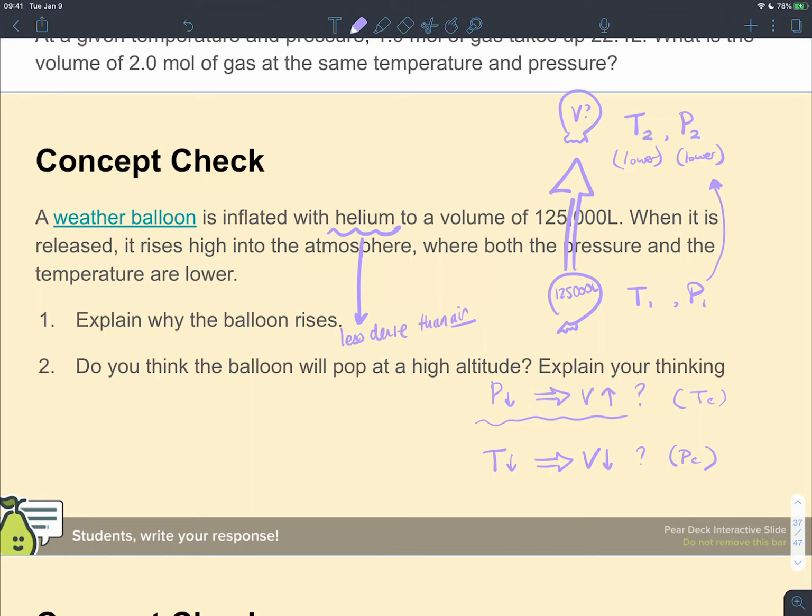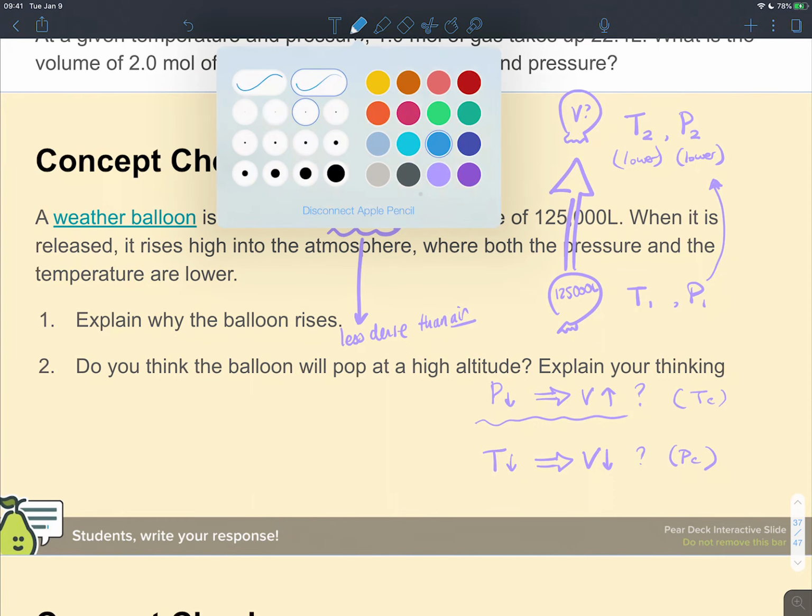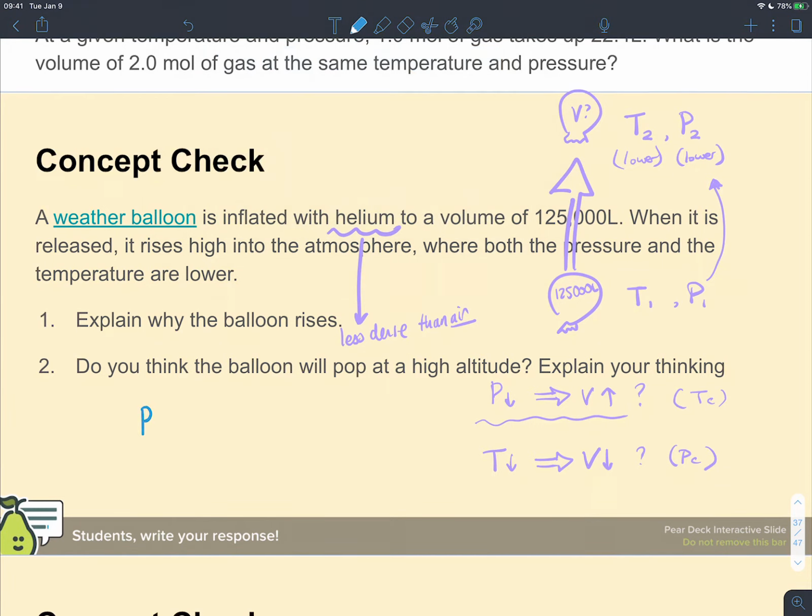So kind of we see the volume goes up and the volume goes down. And you can actually see this in the combined gas law. So I'm going to write it here. So again, P1 V1 over T1 equals P2 V2 over T2.